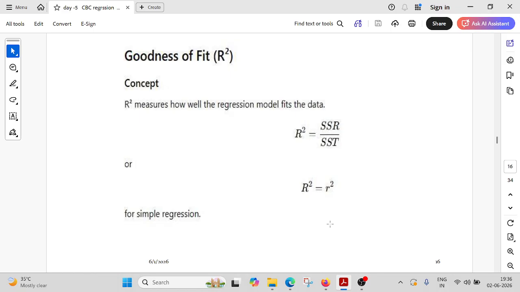And finally, the last concept is goodness of fit. We can take the R square concept. R square, what is that? R square measures how well the regression model fits the data. You have n number of huge data, right? So you don't know how to fit that. Goodness of fit tells how well the regression model fits whatever data you have. R square equals SSR by SST, or we can call it capital R square equals small r square for simple regression.